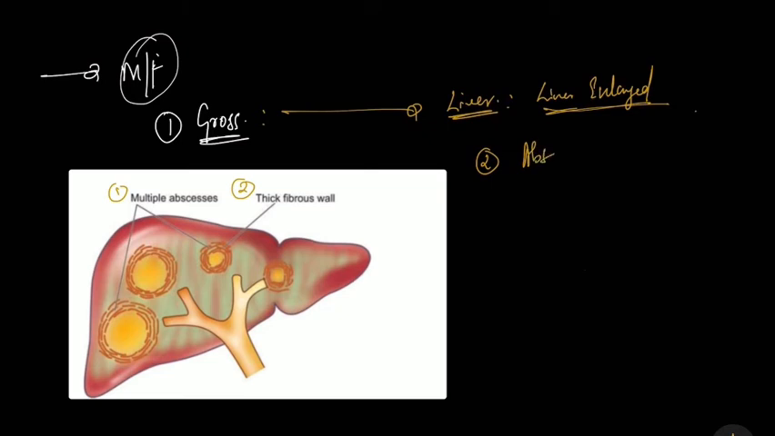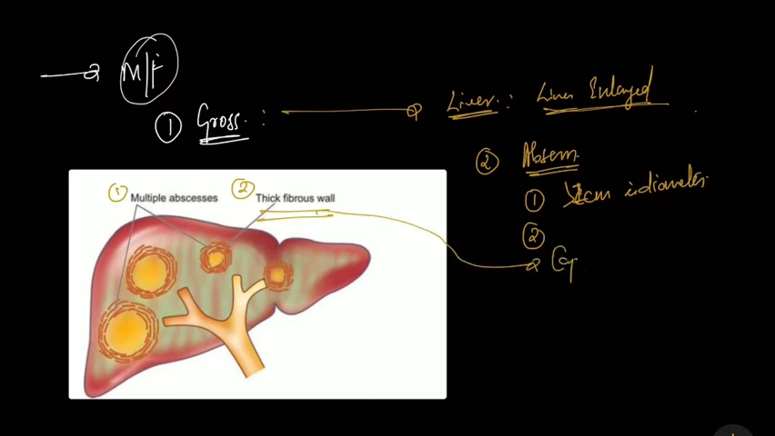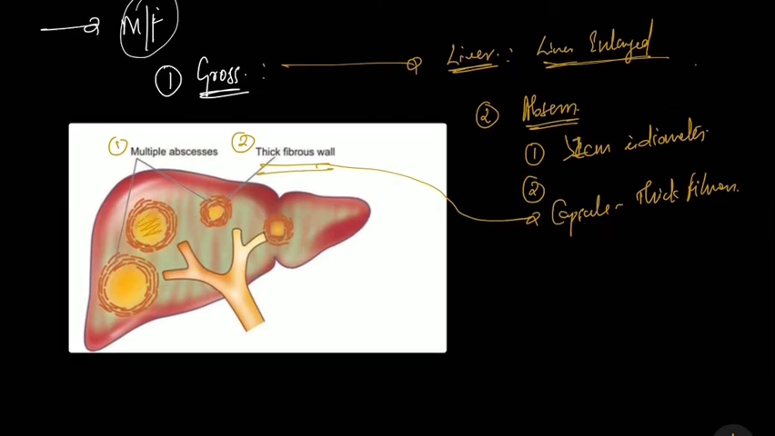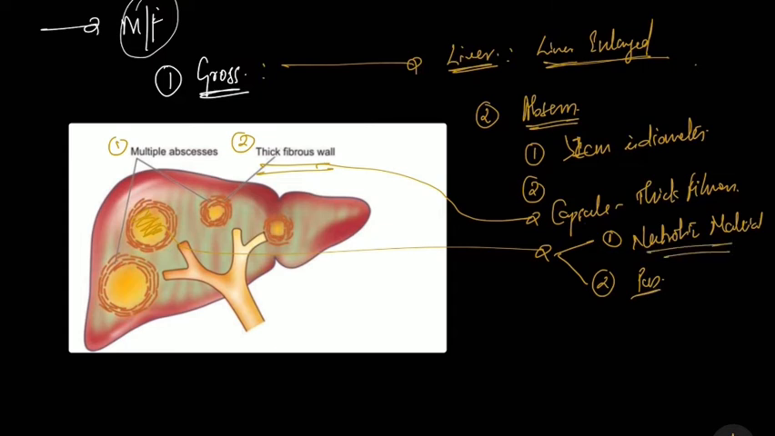Second, what we see in the abscesses. Firstly, these are over 1 centimeter in diameter. All right. Second, they have a thick fibrous wall. That is, they have a capsule which is thick fibrous. Okay. Thirdly, the contents of these abscesses. So they have two things. One is necrotic material, and second is pus. All right. So that was that about the gross features.